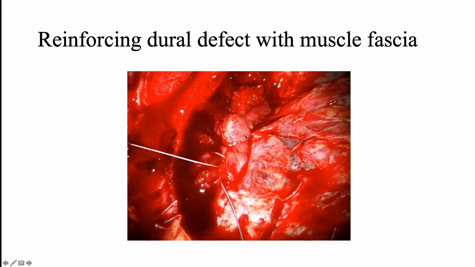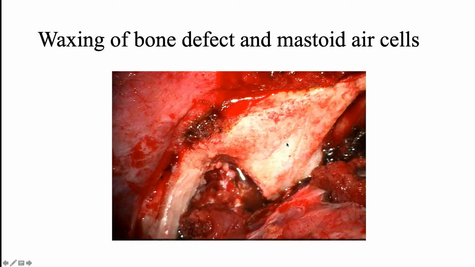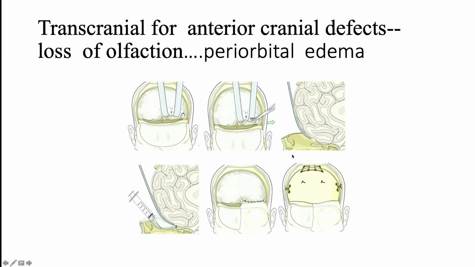First the dural rent is closed with muscle, fascia and glue, and then the next stage is to pack the open air cells with muscle as well as bone wax until you're sure that no leak will happen. Okay, and now come the pitfalls of doing a repair of the anterior cranial fossa using the transcranial approach.